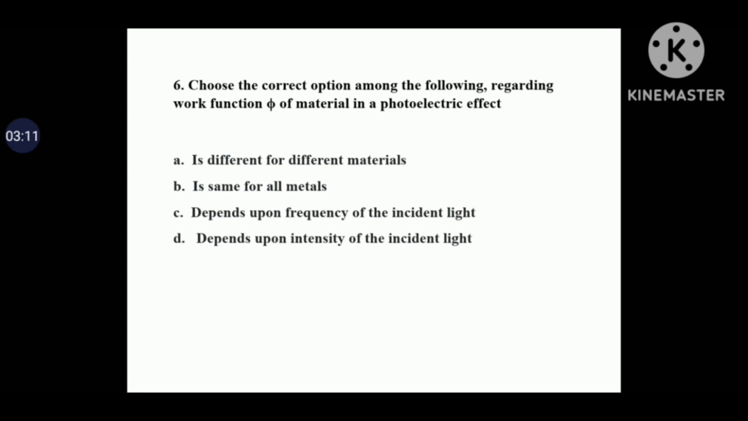Question number 6. Choose the correct option among the following regarding work function of material in a photoelectric effect. Option A, is different for different materials. Option B, is same for all metals. Option C, depends upon frequency of the incident light. Option D, depends upon intensity of the incident light.